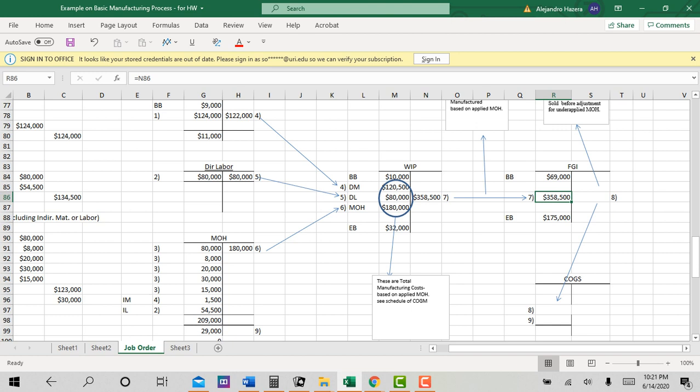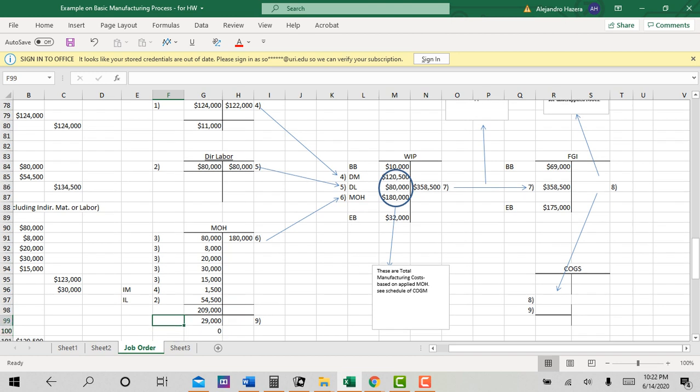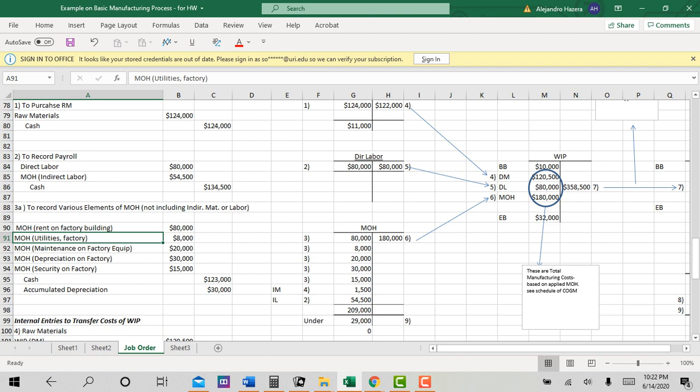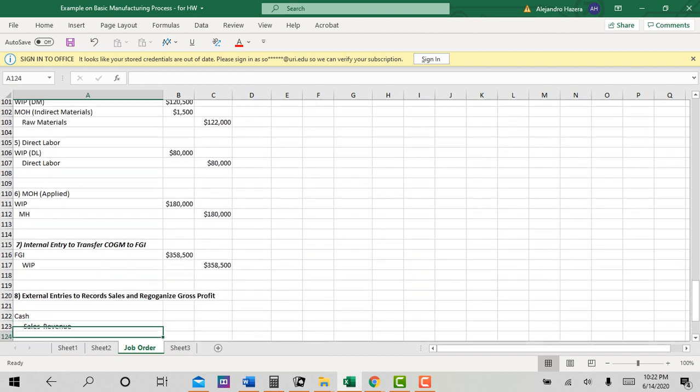So let's see what we get here. We've got 2 more things to do. Sell the goods, which is going to be a transfer from finished goods over to cost of goods sold. And the final thing we're going to do is close out. We're going to readjust our manufacturing overhead to make up for the fact that we underapplied overhead. I'm just going to put the word underapplied here, because we had $209,000 in cost, but only applied 180. So somewhere we've got to add that $29,000 in actual cost. So let's go ahead and sell some goods first.